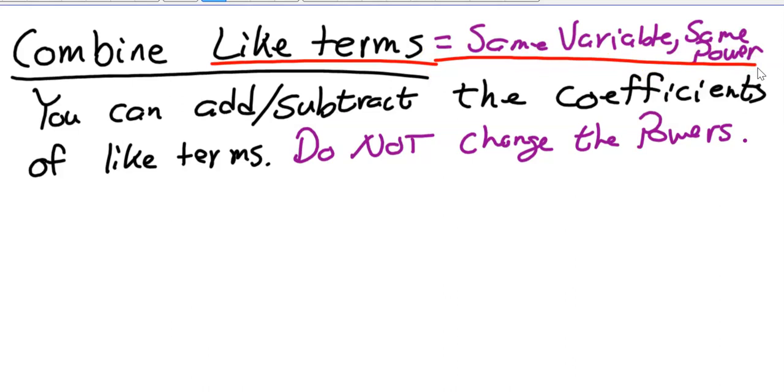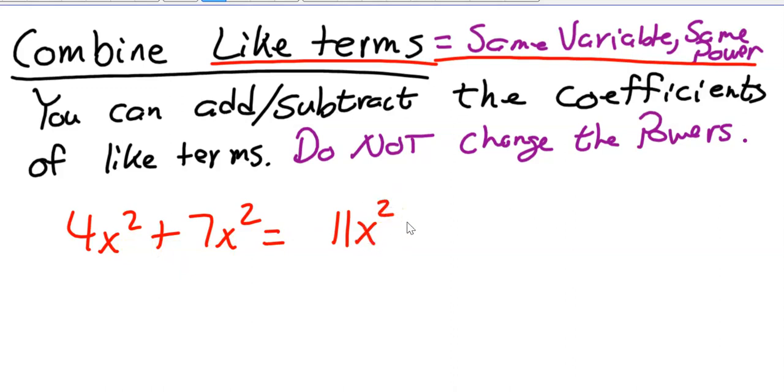Okay, so you've got to kind of get the image in your head here, that if you had 4x squared plus 7x squared, 4 plus 7 would be 11. And again, your x squared term doesn't change, it just stays x squared.